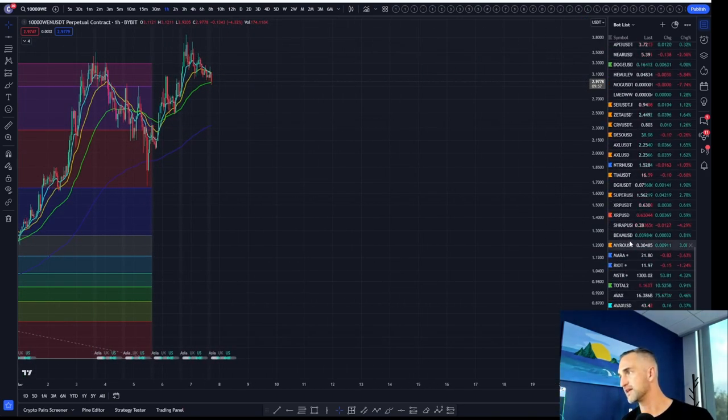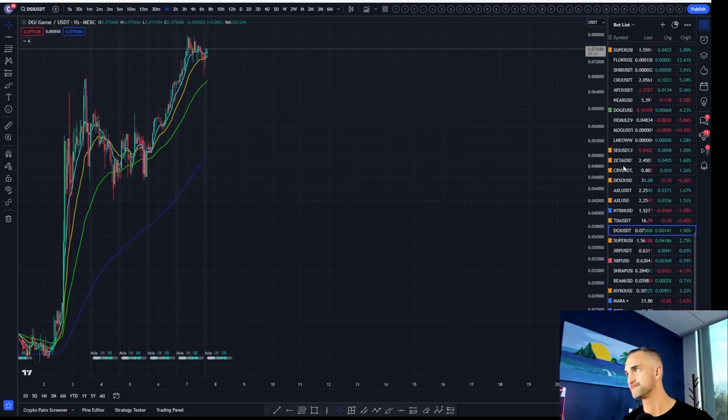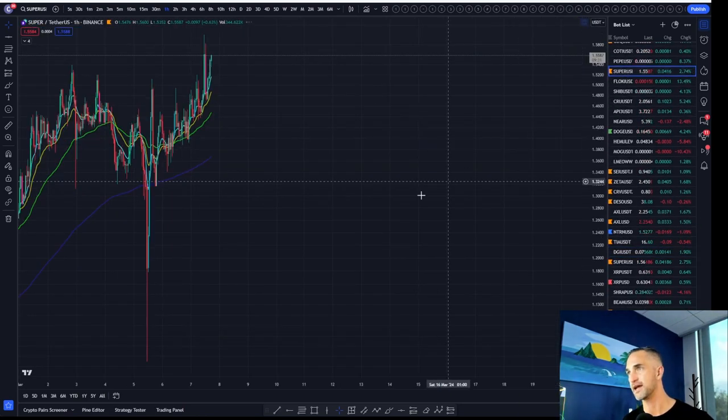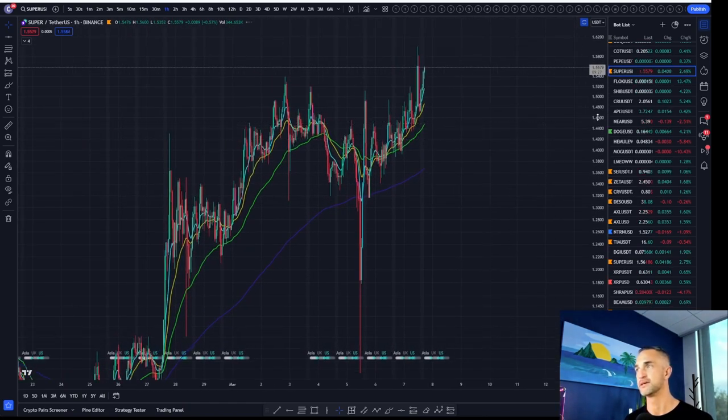A couple others to keep your eye on that we had mentioned. DGI looking bullish, the gaming coin. That's another one you can get. So Tau, write these down. Tau. What was the other one I just did? Ribbon, RBN. And super, oh yeah, that looks beefy. That looks good.